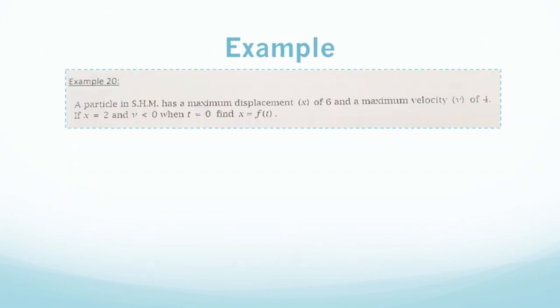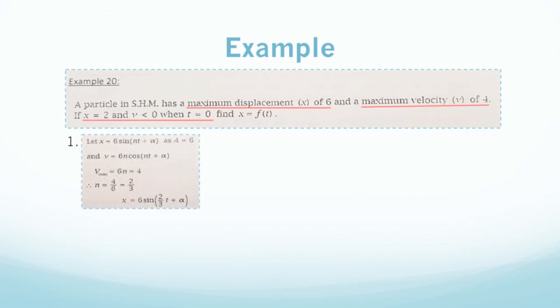This is an example from our manual tool. A particle in simple harmonic motion has a maximum displacement of 6 and a maximum velocity of 4. If x equals 2 and v is less than 0 when t equals 0, find x as a function of t. Firstly, we'll let x equal 6 sin(nt + alpha) because it is stated that the maximum displacement is 6. Therefore, the amplitude should be 6.